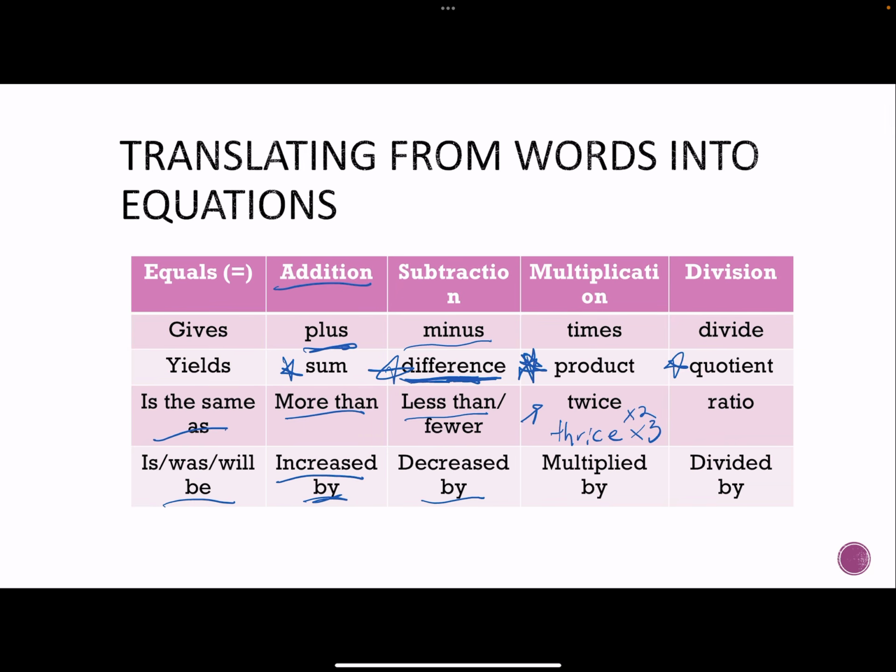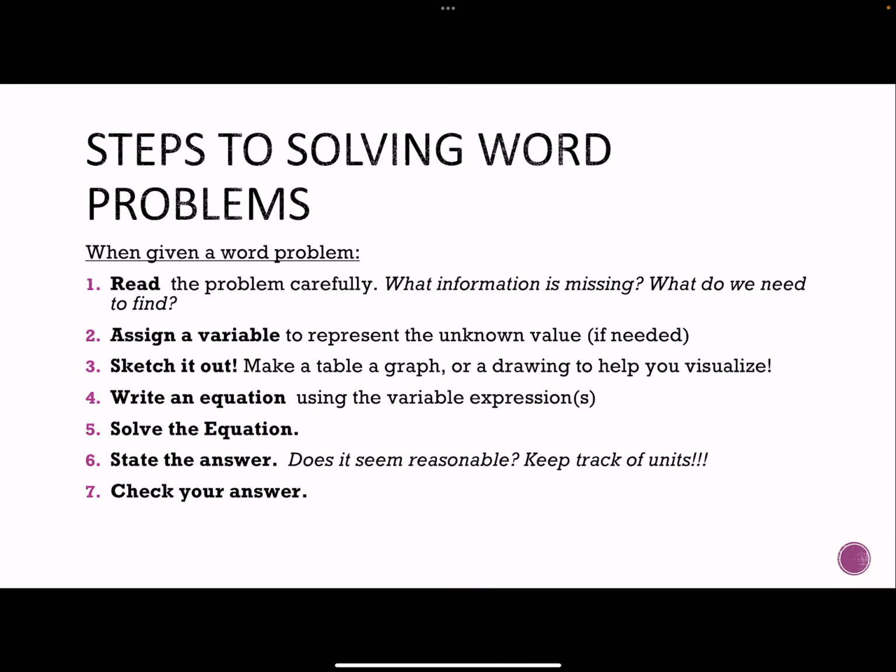What are the steps to solving word problems? A lot of students don't like word problems. They're really applied, and it is translating from English to math, but there are some easy steps to help us work this out. So first, steps to solving word problems. We want to, 1, read the word problem carefully. What is it missing? What is it asking for? What do we need to find? Second, we need to assign a variable to represent the unknown value if needed. If you are looking at the number of socks and the number of t-shirts, some good variables would be S and T. Otherwise, pick an X, but make sure that you know what each variable stands for.